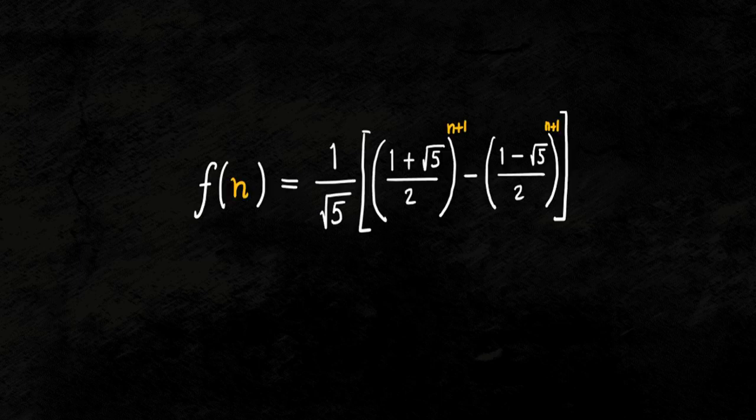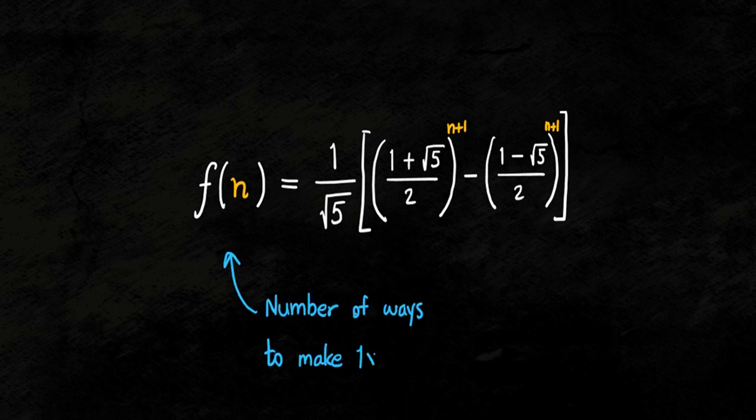Recall the problem that we did 2 sections ago. This guy, remember? F of n counts the number of tilings of 1 by n rectangle using identical 1 by 1 rectangles and 1 by 2 rectangles.